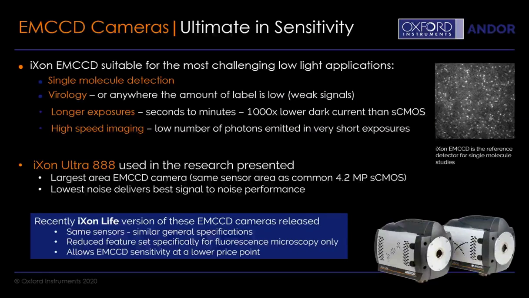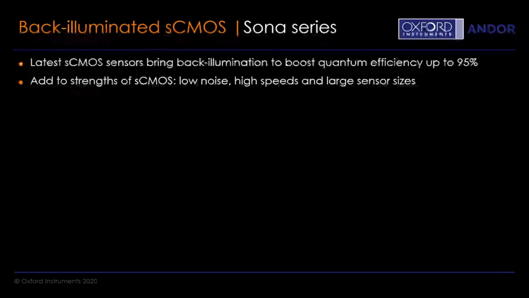EMCCD cameras can be quite expensive, so there's also a lower cost version of those cameras called the Ixon Life series. So that's using the same sensors with similar specifications and really with a reduced feature set specifically for fluorescence microscopy. So there's some less options with that camera, but it allows you to access that sensitivity from the EMCCD cameras at a much lower price point.